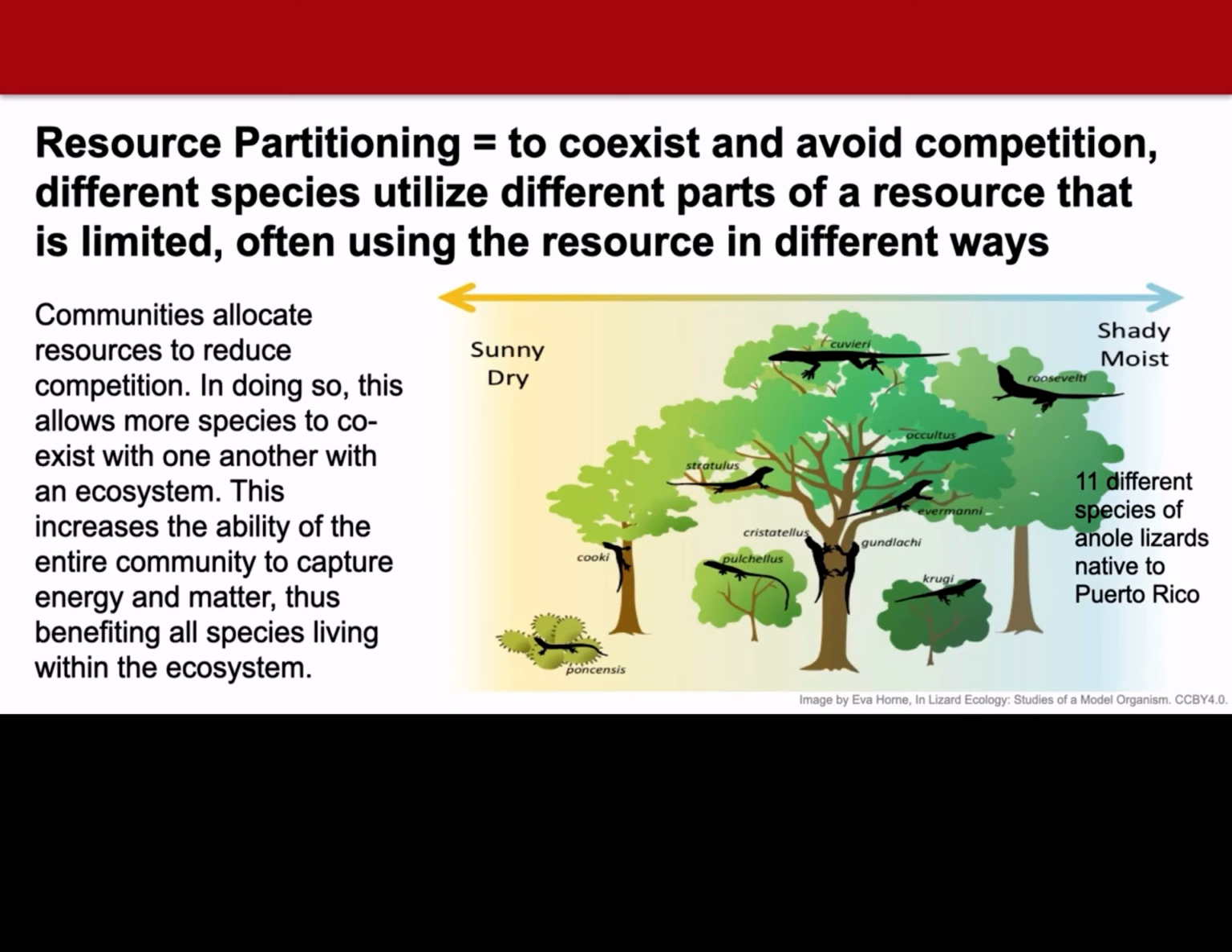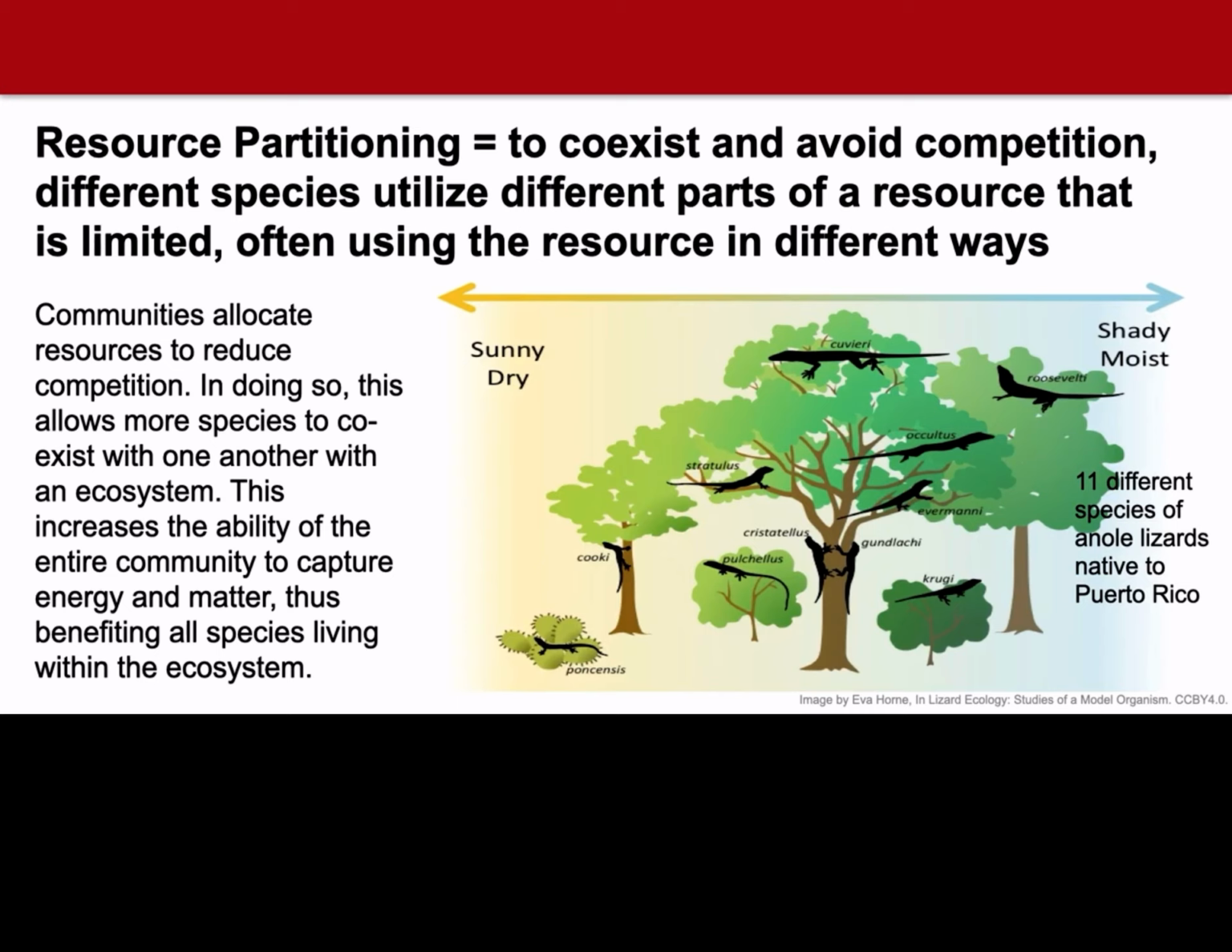This increases the ability of the entire ecosystem to capture energy and matter, thus benefiting all the species living within the ecosystem. A known example of this are the anole lizards that are found in Puerto Rico. This group of lizards contains many different species that inhabit similar niches and communities. For each species to survive on the limited amount of food and energy available, they must make use of the different resources within a community.